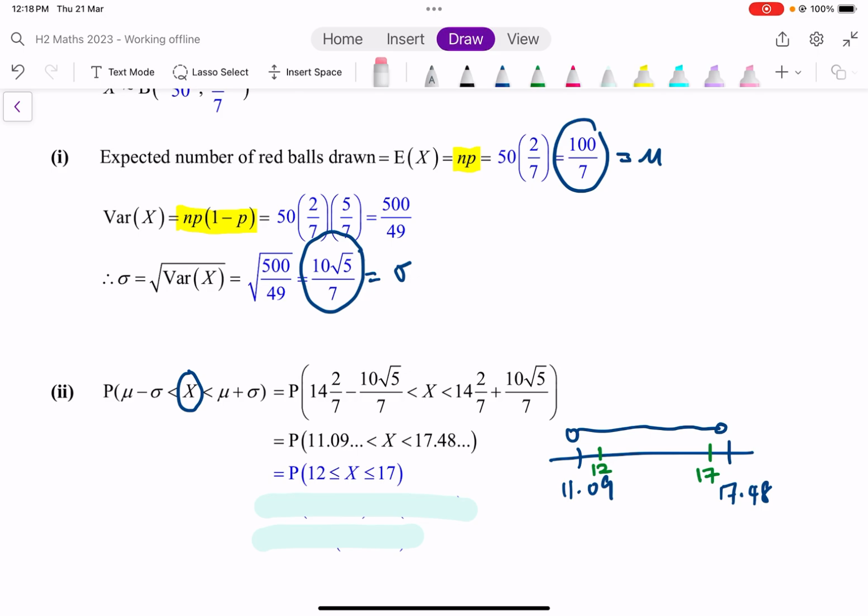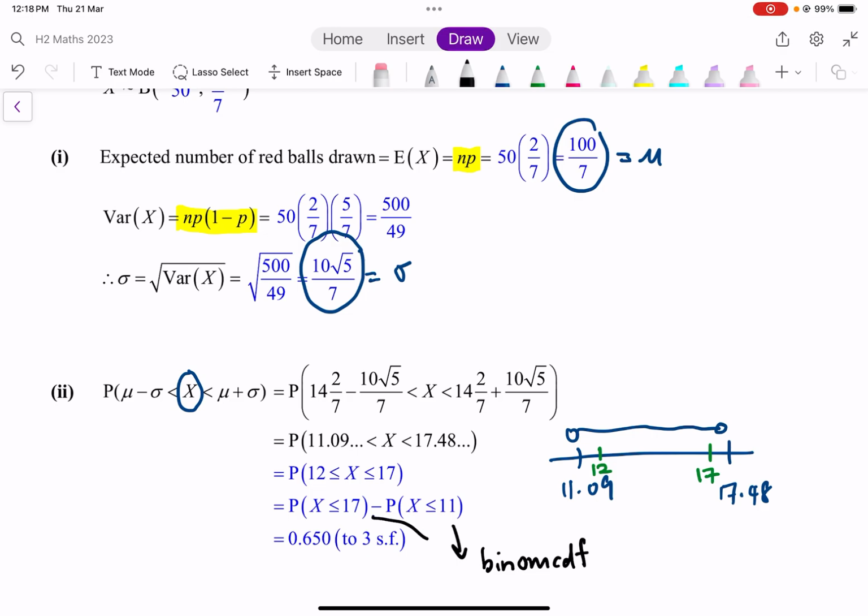Again, for this one we cannot just press the calculator, right? So what we need to do is convert. I have to rewrite the inequality as a difference of 2: the probability of X less than or equal to 17 minus the probability that X is less than or equal to 11. So you are subtracting away the values that you do not want. Then from here you can press the calculator, use your binomCDF for both of them, and you'll be able to get your final answer.